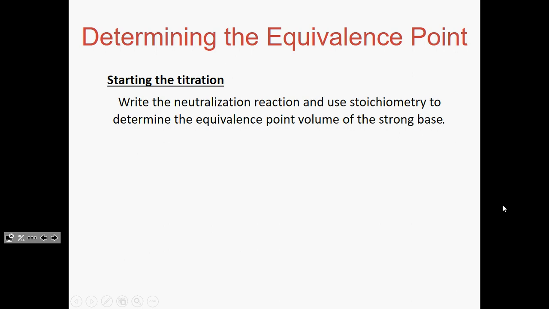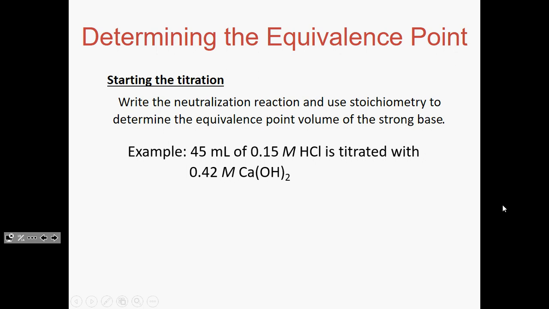Because that's really what we're going to look at: we've got a set amount of acid and its concentration. We know the concentration of the base, and we're going to be told how much of that base we've added. So if you recall, it's a stoichiometry calculation to find out the neutralization equivalence point. In this particular case, we're looking at an example where we've got 45 milliliters of 0.15 molar HCl, and that's being titrated with 0.42 molar Ca(OH)2. So the base is in the burette because it's being titrated with that amount, and the acid is what is in the flask. And that's why we know its volume and concentration.